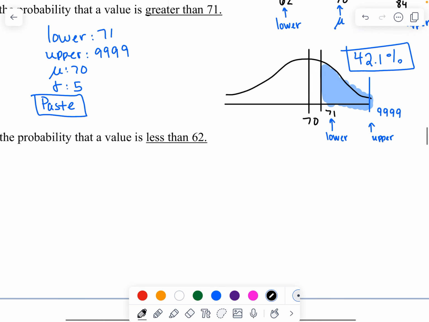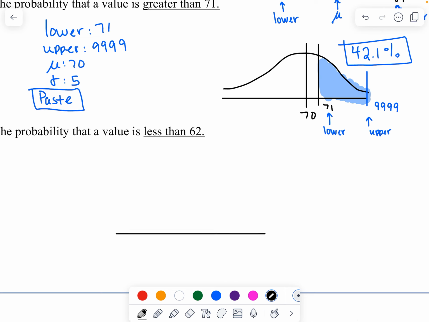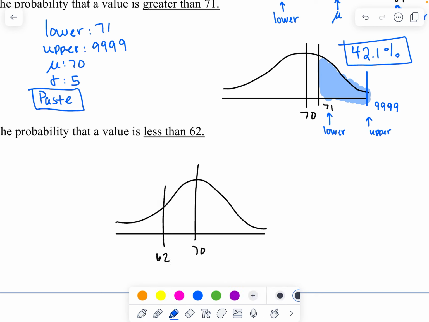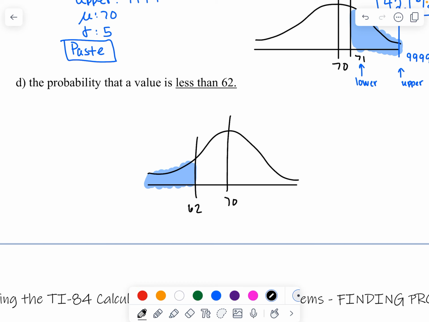And then for the last one here, probability of a value less than 62. So here's my middle, 70. 62 would be somewhere over here. Less than, like that. And now if you're thinking, okay, what do I do with my interval?